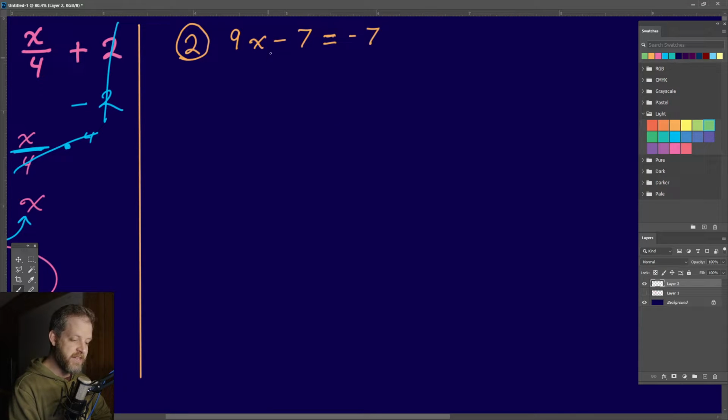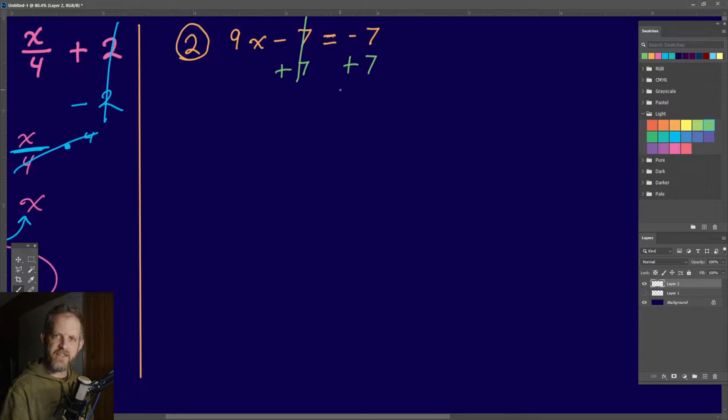How is this 7 attached to the x? Well, it's subtracted, right? Same as adding a negative. Let's keep saying that forever and ever. Okay, so we're going to get rid of subtracting. We're going to add 7 on both sides. So plus 7 here and plus 7 here. On this side, it cancels out.